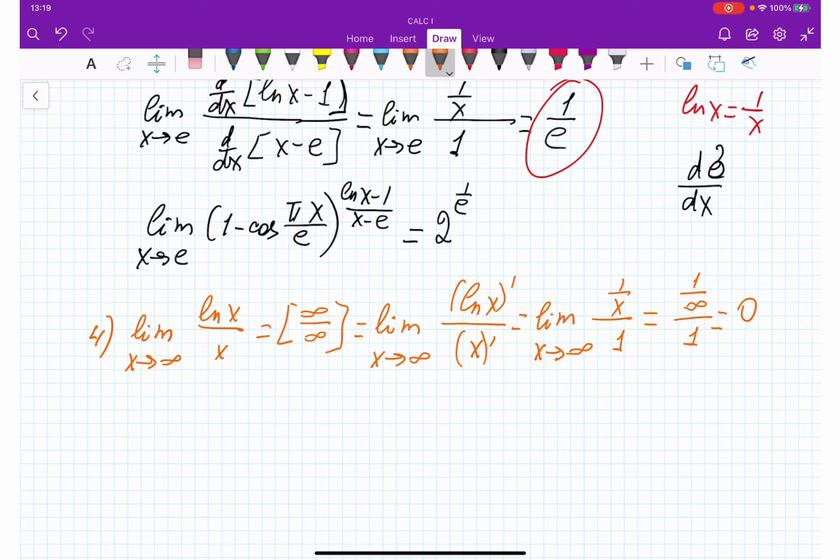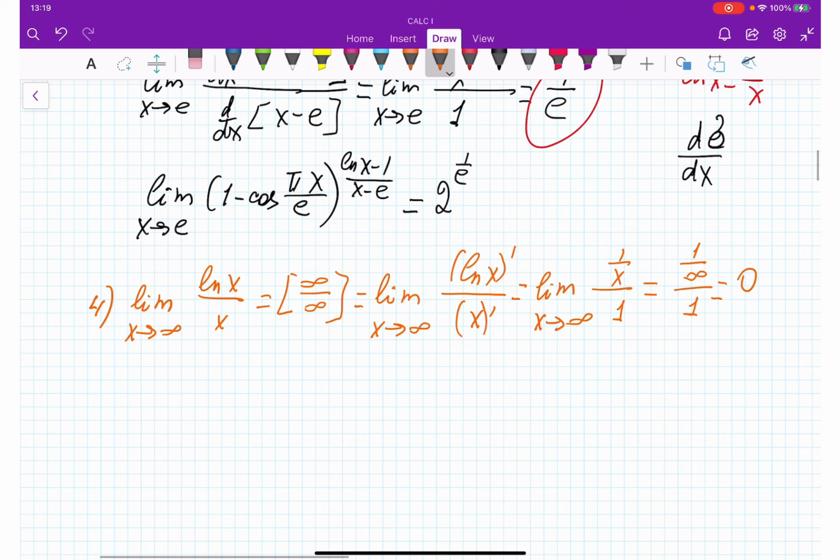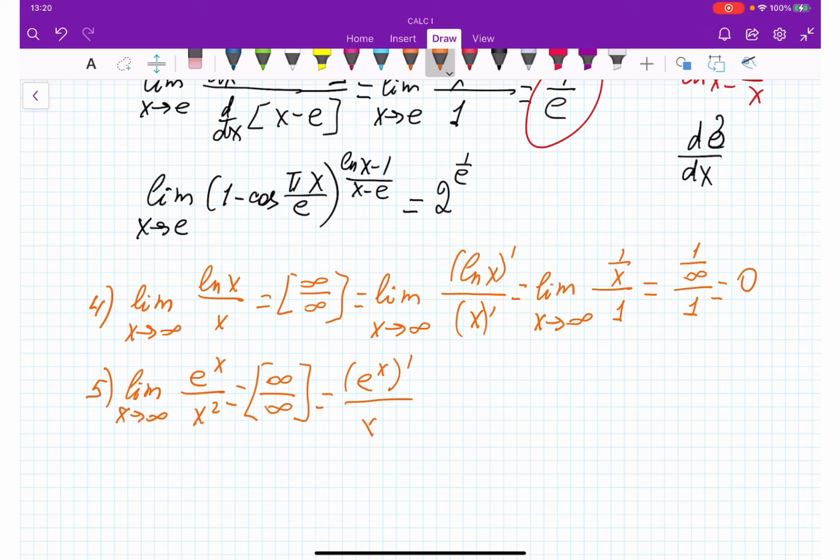Now, example 2. Okay. So what do we have here? The limit as x approaches infinity of e to the power x over x squared. Yet again, we are getting infinity over infinity here, right? And we are taking e to the power x prime over x squared prime, the derivatives. So that is equal.